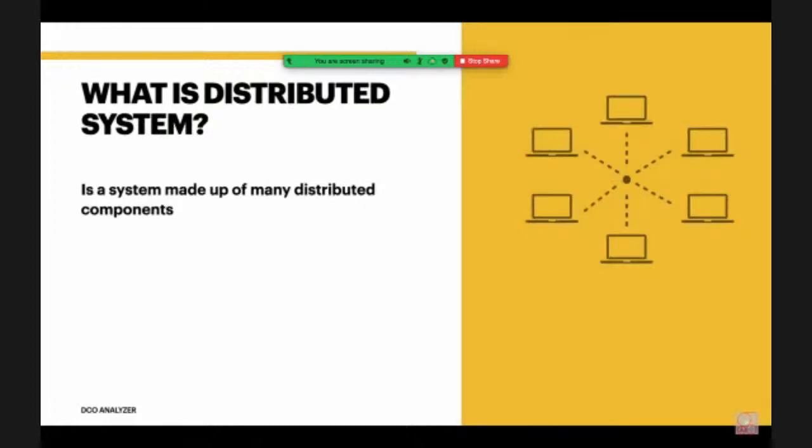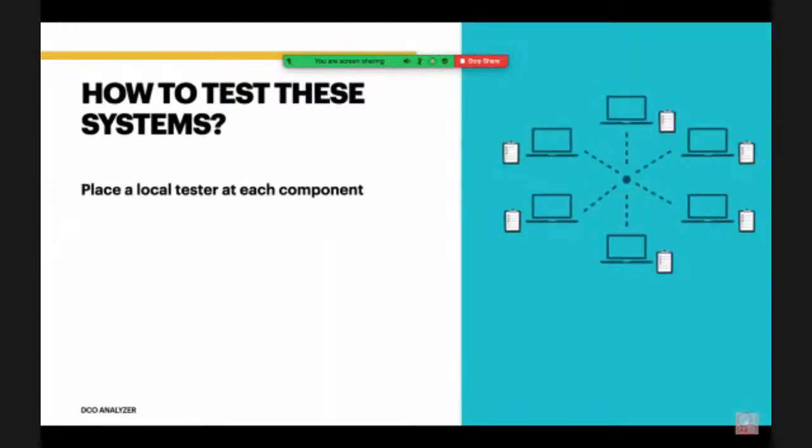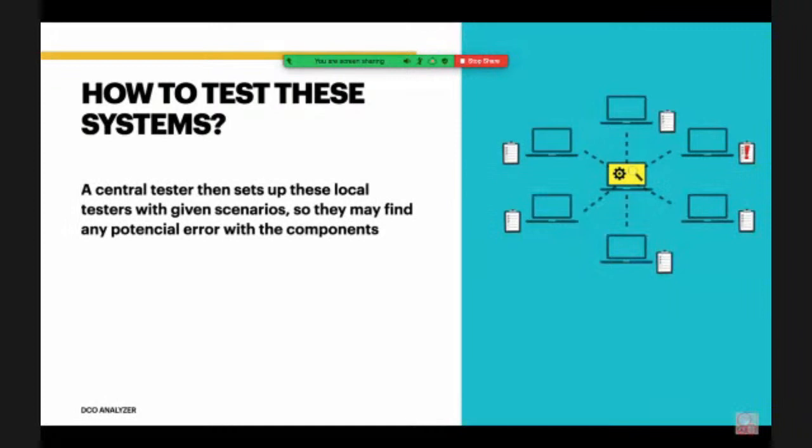So, what is a distributed system? It is a system made up of many distributed components. These components can communicate between one another and with the environment through messages. How to test this type of system? Typically, you place a local tester at each component. Then, a central tester sets up these local testers with given scenarios, so they may find any potential errors with the components.